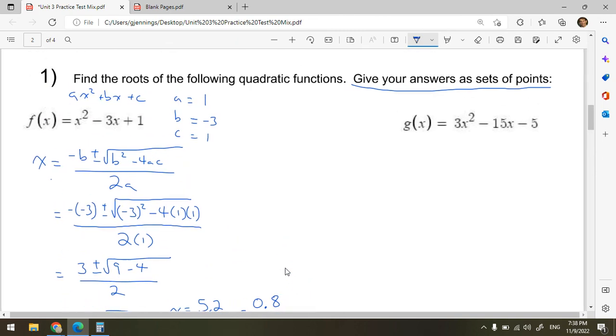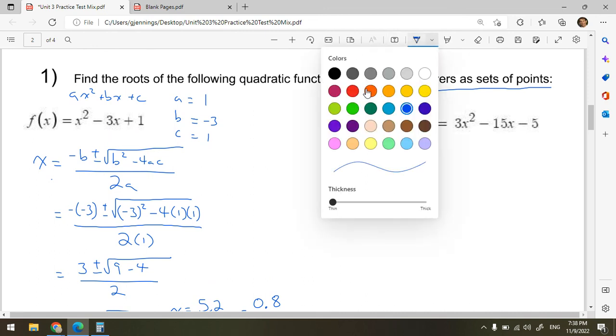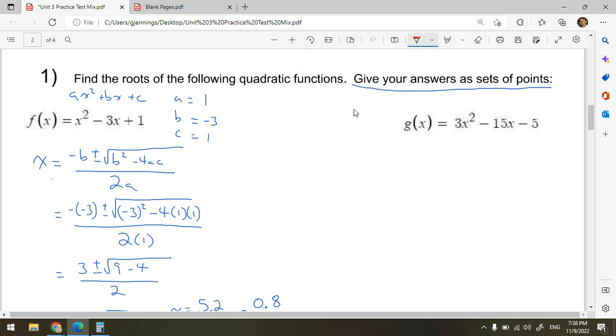Let's keep going. With g of x, we just have a little bit bigger numbers to manage here. So in this case, we're going to go with a different color so that the work looks a little different. a equals 3, b equals -15, and c equals -5. So let's go. x equals, you guessed it, -b plus or minus the square root of b squared minus 4ac over 2a. And yes, you absolutely have permission to have this much fun doing math.